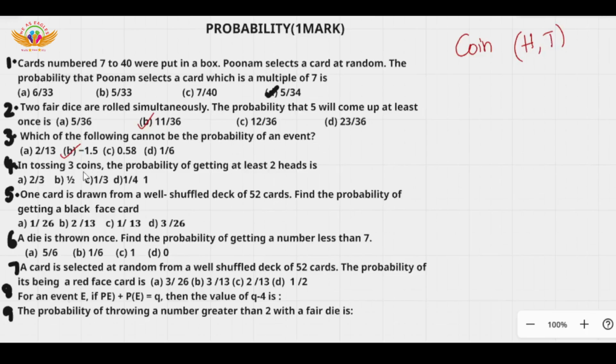So you have to write the total number of outcomes for 3 coins. 3 coins means you will get 3 terms in each bracket. If they ask you for 2 coins, then you write for 2 coins only, and in a bracket you will get only 2 terms. Because it is 3 coins, we will get 3 terms.